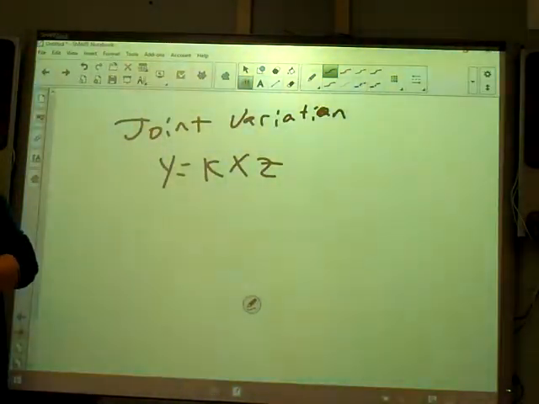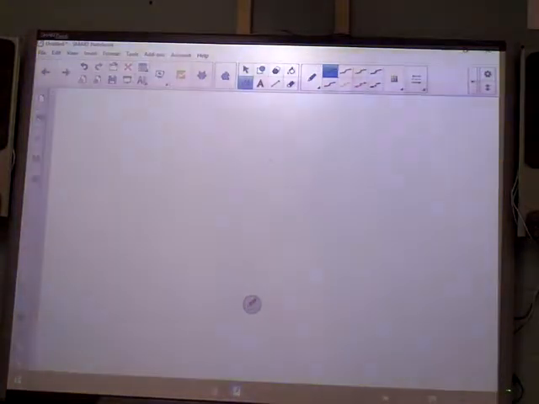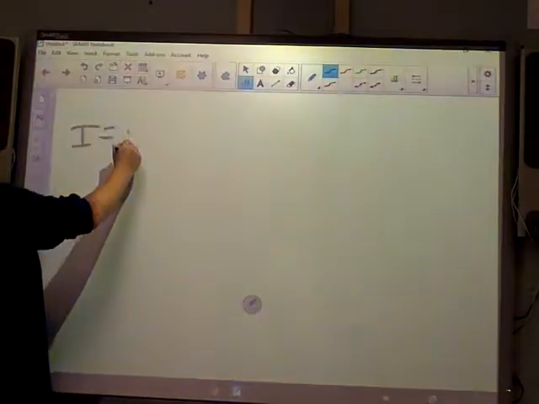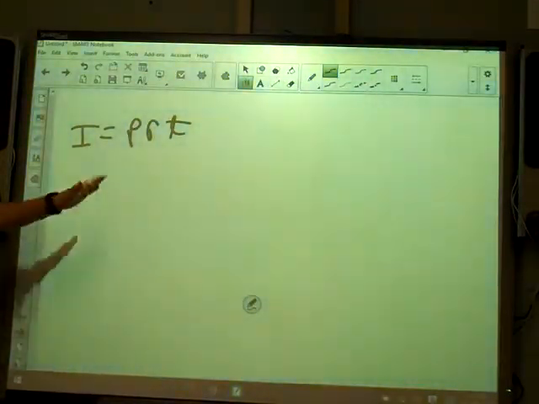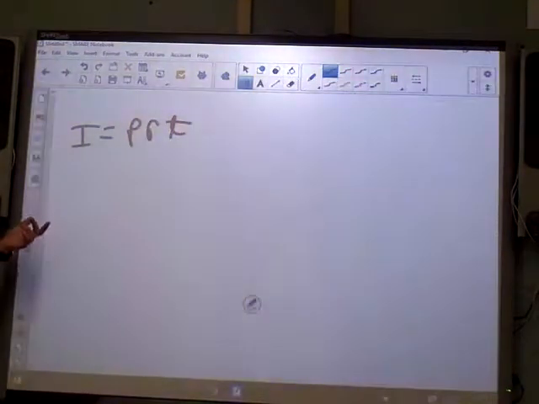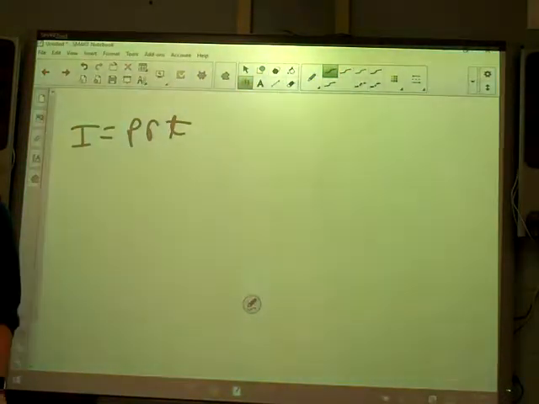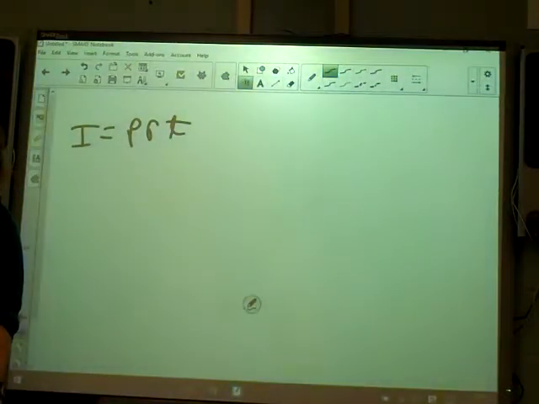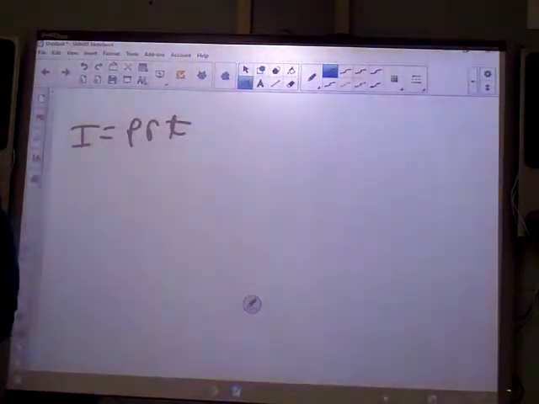Alright, so here's the first one. This one, we've got an interest formula that we've used in this math class and in Algebra 2 a lot. Interest is equal to principal times rate times time. That's a joint variation because you've got multiple variables in there. What variables? Well, there's 4 there. I, P, R, T. The I is the interest you earn, the principal is what you deposit, the R is the interest rate, and the T is your time.